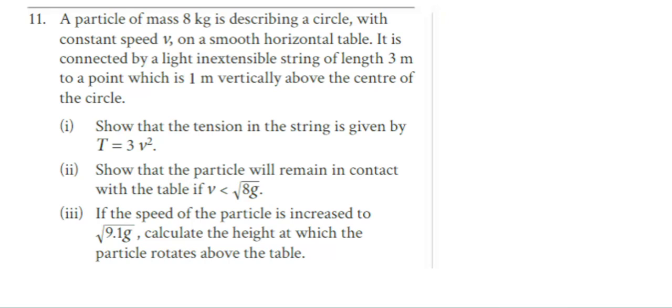A mass of 8 kilograms is described in a circle at constant speed v. See the constant speed v? I'm straight away thinking F_c is mv squared over r.